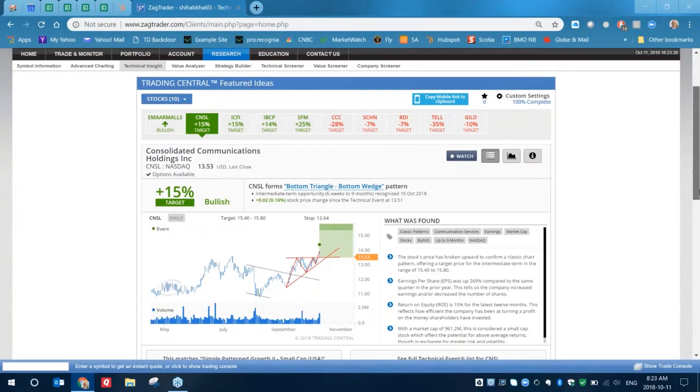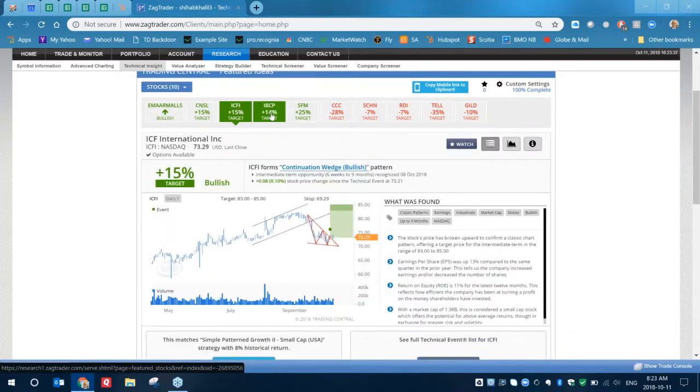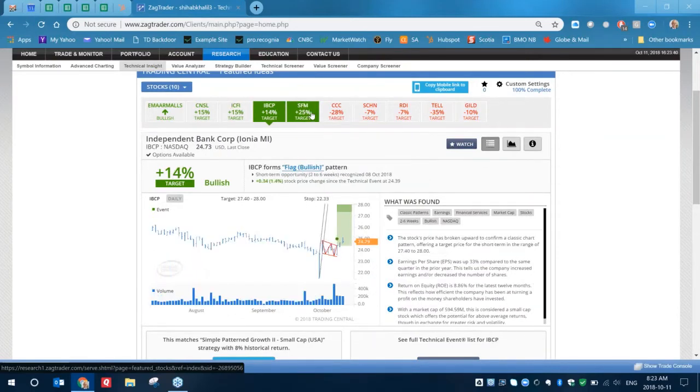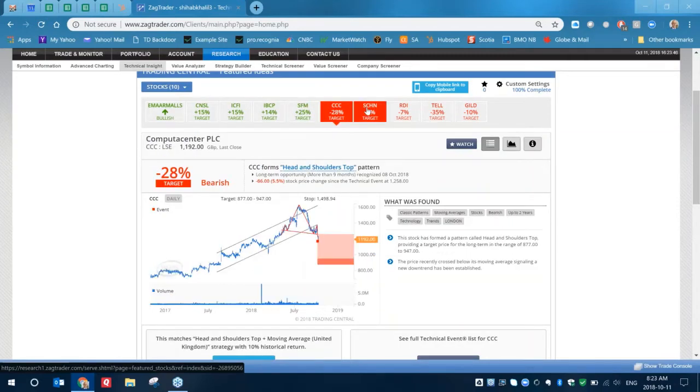Looking through some other ideas, ICF International is another idea, Independent Bank Corp, Sprouts Farmers Market. I'm trying to find an interesting one here. Well, here's a good one actually. This is a stock on the London Stock Exchange, Computacenter PLC. It trades under the symbol CCC on the London Stock Exchange, and it closed most recently at 1192.